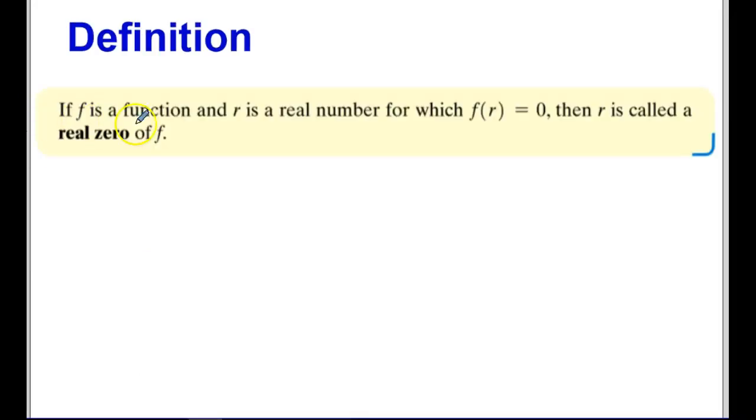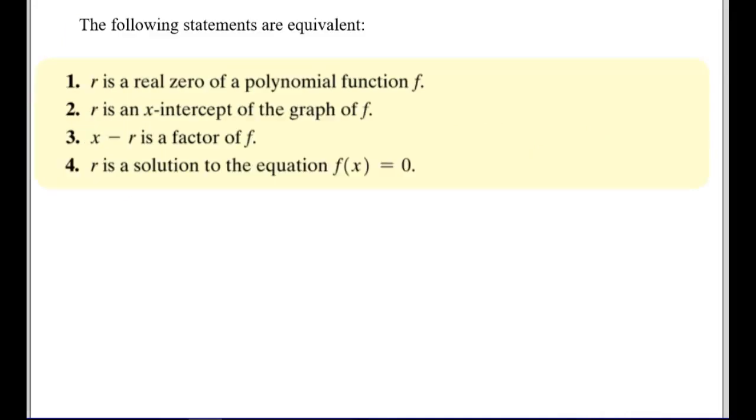Okay, so if f is a function and r is a real number, so when I put r into my function, if I get 0 out of my function, then r is a real 0. That's one way I can tell if values that I have are zeros of my function.